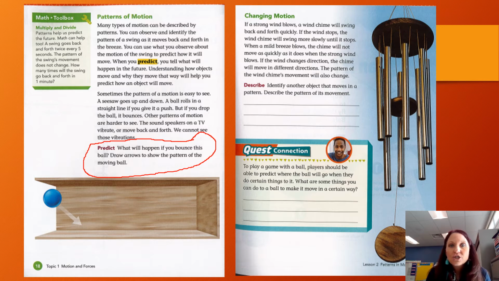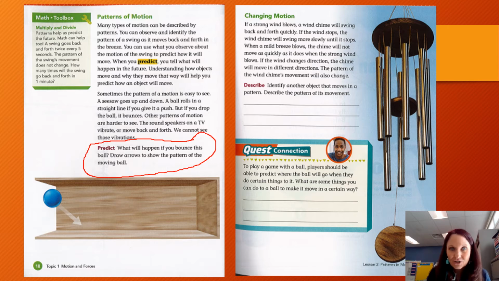Okay, next page. Changing motion. If a strong wind blows, a wind chime will swing back and forth quickly. If the wind stops, the wind chime will swing more slowly until it stops. When a mild breeze, so that's not very strong, blows, the chime will not move as quickly as it does when a strong wind blows. If the wind changes directions, the chime will move in different directions. The pattern of the wind chime's movement will also change.